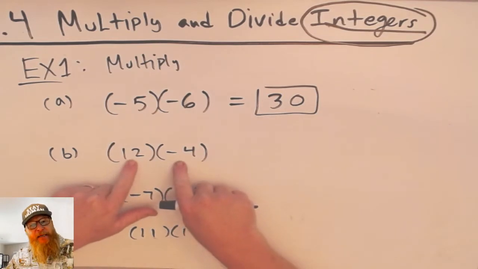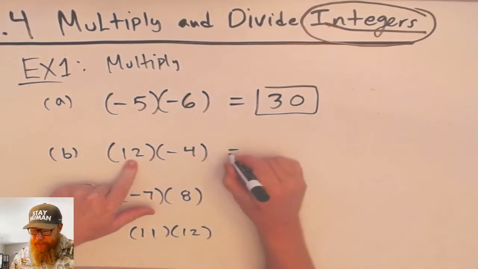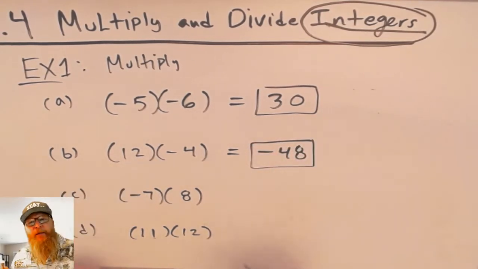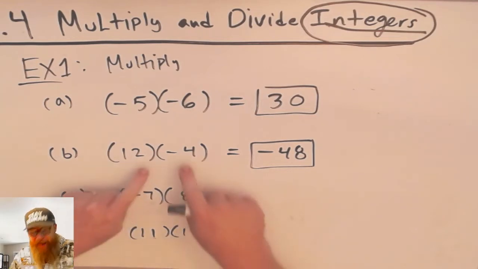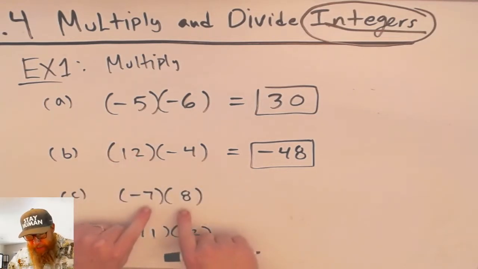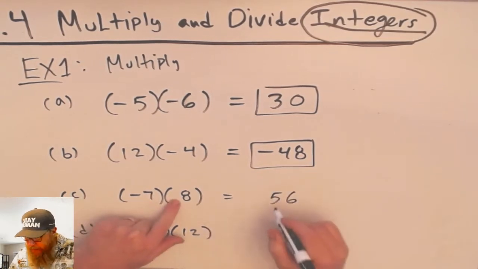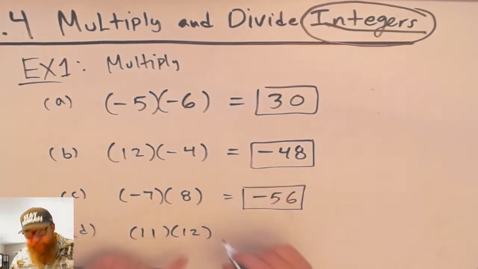Positive times a negative, negative 48. 12 times 4 is 48, if you have to actually multiply it out. 7 times 8 is 56. And this is a negative times a positive, so that's a negative.